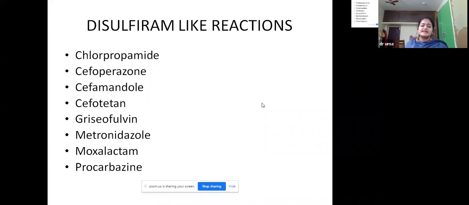The drugs which cause disulfiram-like reactions are chlorpropamide, cefoperazone, cefamandole, ceftriaxone, griseofulvin, metronidazole, moxalactam, and procarbazine. Chlorpropamide is a sulfonylurea used for diabetes. Cefoperazone, cefamandole, and ceftriaxone are cephalosporins. Griseofulvin is an antifungal. Metronidazole is an anti-amoebic. Moxalactam is a beta-lactam antibiotic. Procarbazine is an alkylating agent used as an anti-cancer drug.